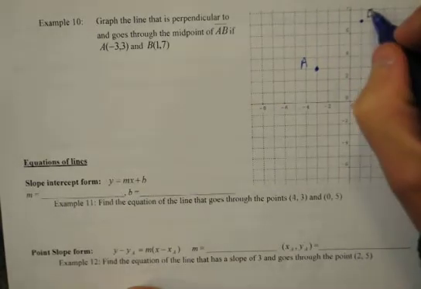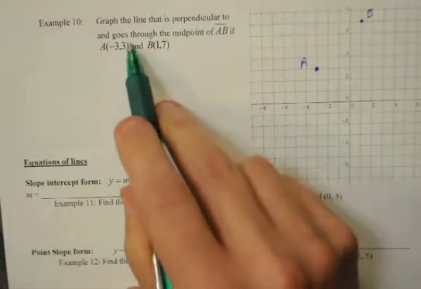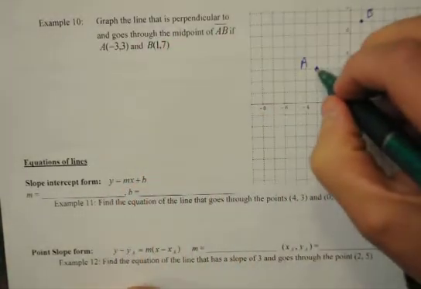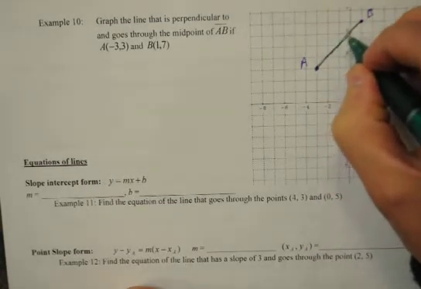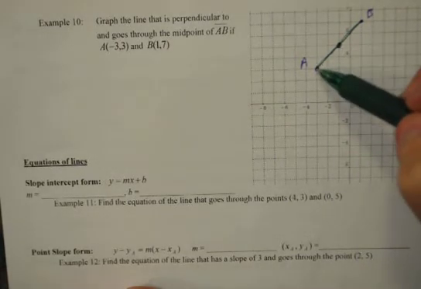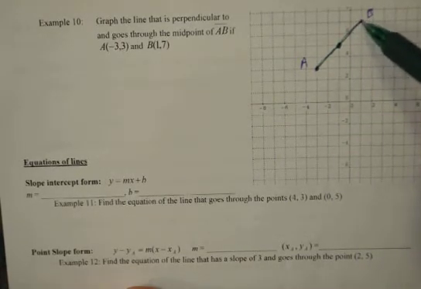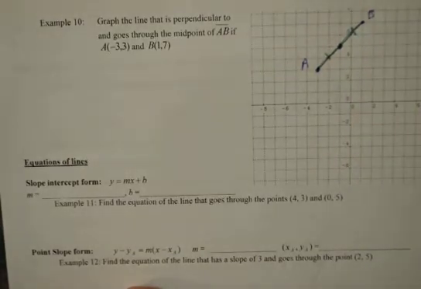Here's B. Okay, so those are my 2 points. Graph the line that is perpendicular to and goes through the midpoint. So first we've got to find the midpoint. And you can do this graphically. It's pretty easy in this scenario because you can see a pattern: up 2 over 2, up 2 over 2. This has to be right in the middle. You can make it a midpoint by putting those marks.